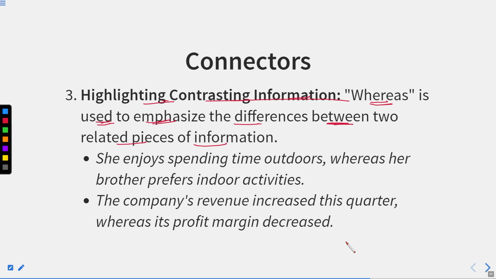of a previously said statement. She enjoys spending time outdoors, whereas her brother prefers indoor activities. So these are two opinions about two different people. The company's revenue increased this quarter, whereas its profit margin has decreased. Okay, so this is how we can use whereas to compare the two situations.